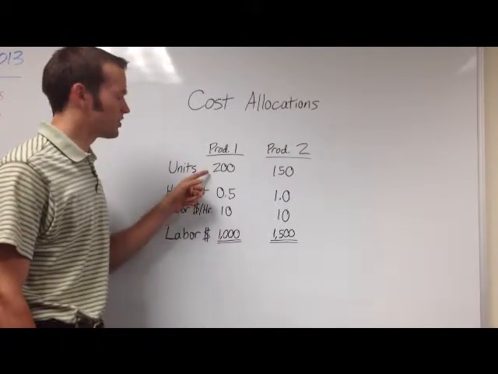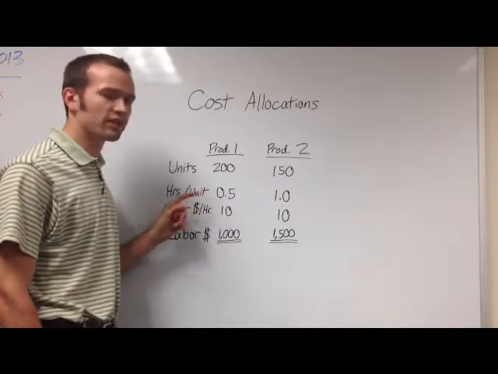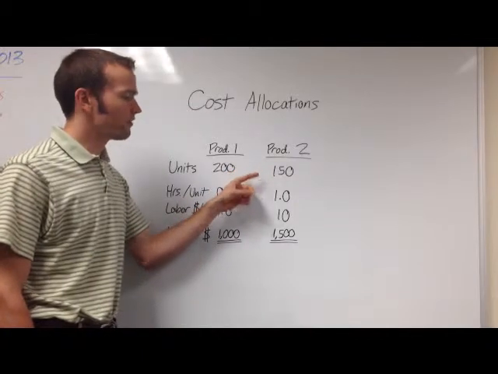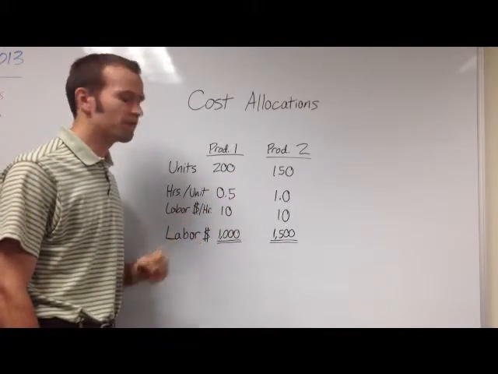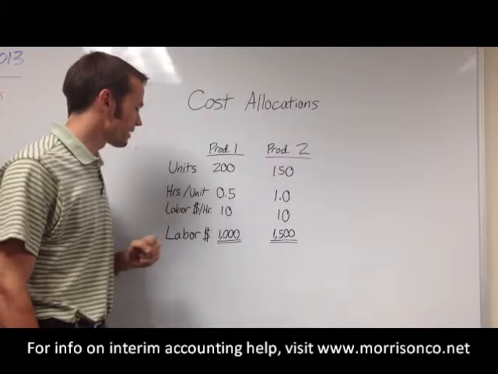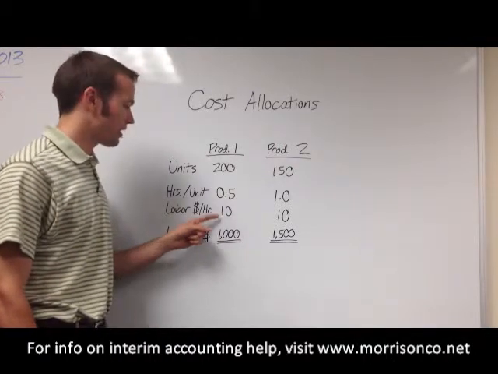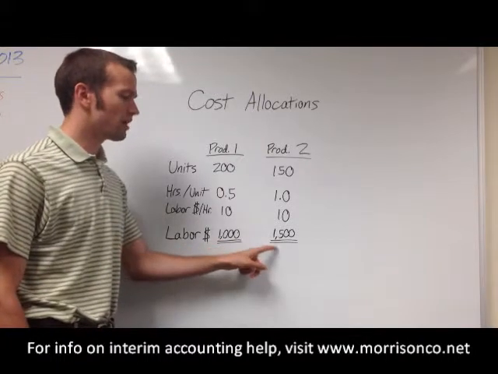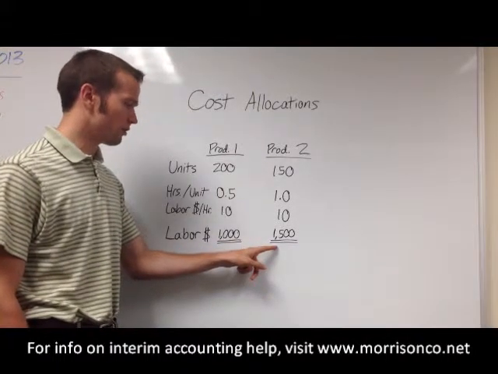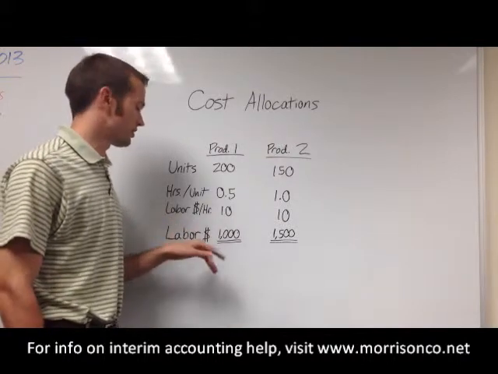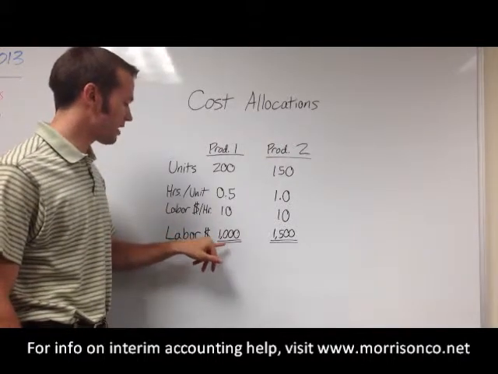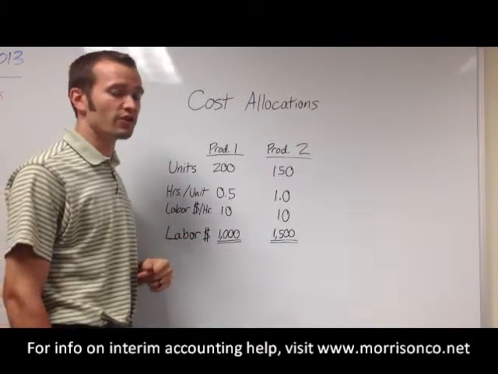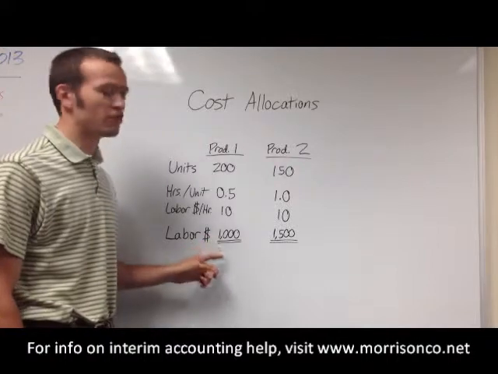For product 1, we have 200 units times half an hour, that's 100 hours. And for product 2, we have 150 units at 1 hour per unit, or 150 hours. And then we multiply it by our labor rate, and we get $1,000 allocated to product 1 and $1,500 to product 2. And now these labor dollars allocated would flow through to the internal financial statement for each of these products.